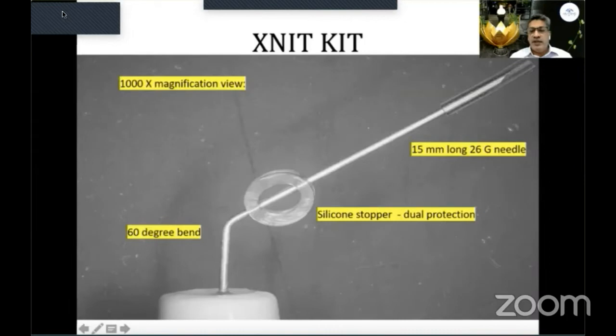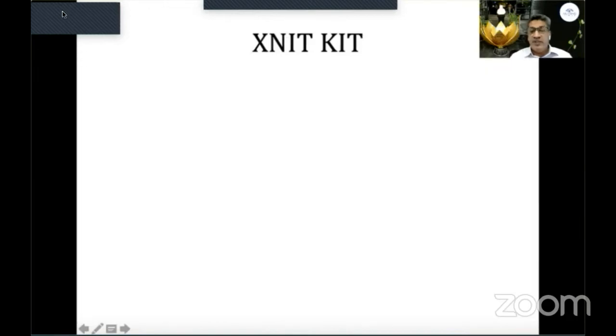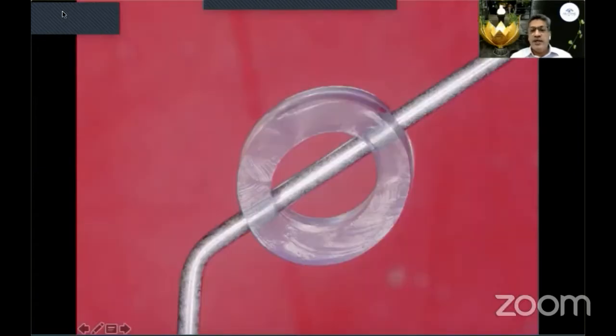This is a double stopper or the double protection which you are seeing. So even if you lose one side, the other side is still inside. It is a magnified view. It's a 60-degree bend. This is a close-up of the double stopper. The close-up view of 1.5 millimeter mark and a 4 millimeter mark.